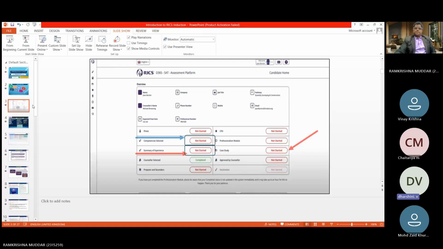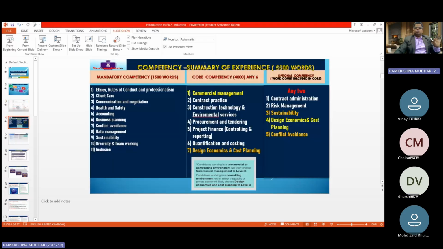So the competency selected is nothing but we have to just select the competencies. Once you click in here, summary of experience, we will be going through level 1, level 2, level 3, and all. For the summary of experience we have to prepare one document of 5,500 words. So all these 19 competencies should conclude to 5,500 words.